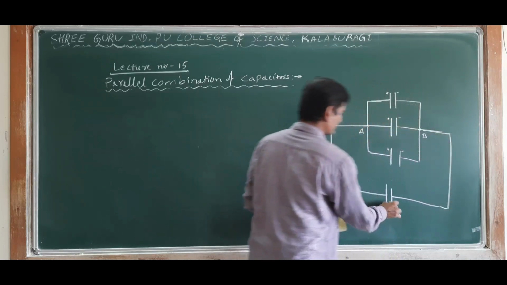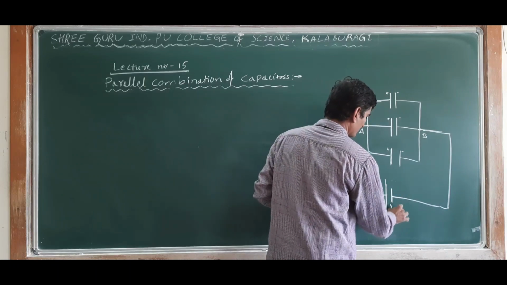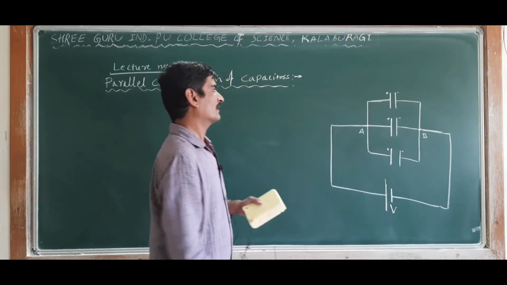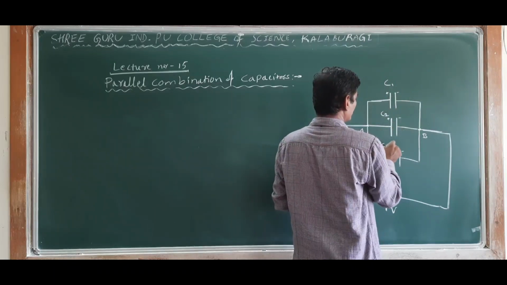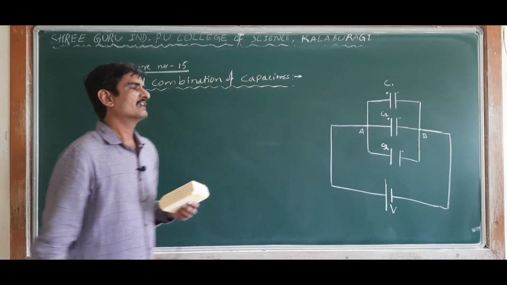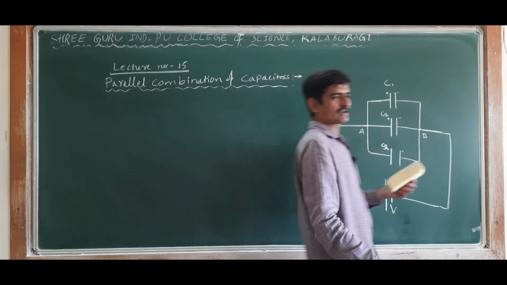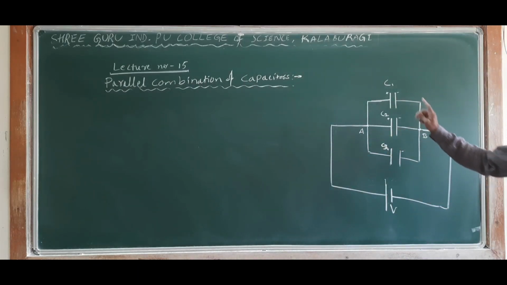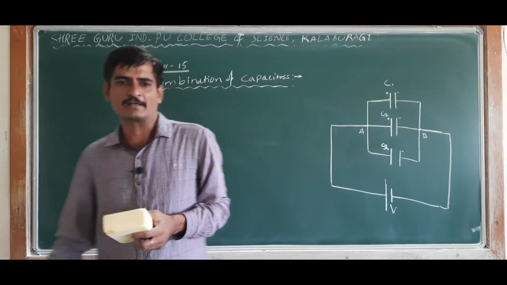This is battery, this is not capacitor. This is battery. Applied potential difference V. Let 3 different capacitors C1, C2 and C3. Let C1, C2, C3 be the 3 capacitors connected in parallel as shown in the figure.